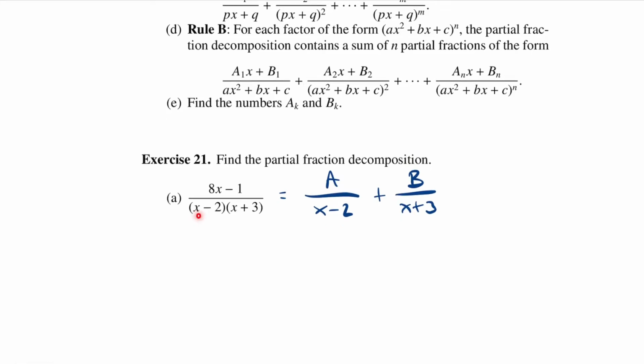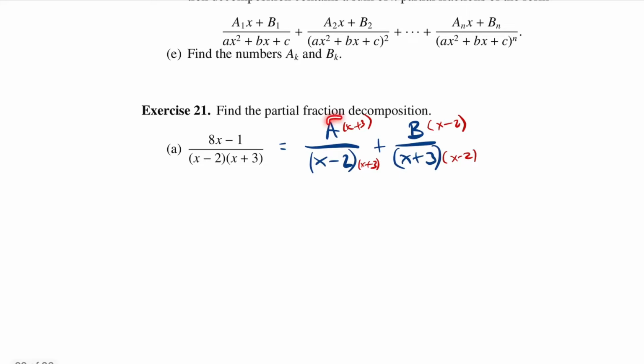Okay, so the number of factors in your denominator will determine how many fractions you have. Now what we would do is multiply top and bottom by the missing factor. For the first fraction, we are missing x plus 3 for the common denominator. For the second fraction, we're missing x minus 2. Now we're going to distribute, and we should get ax plus 3a plus bx minus 2b all over our LCD.